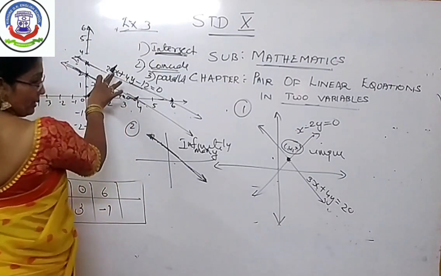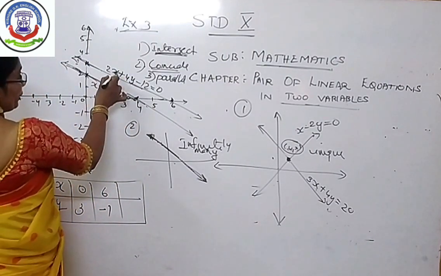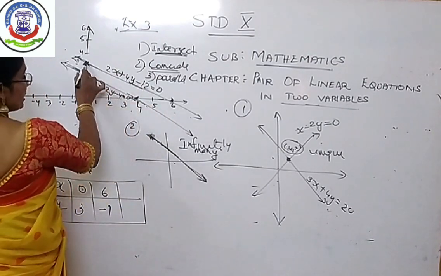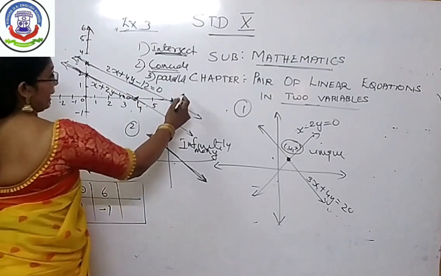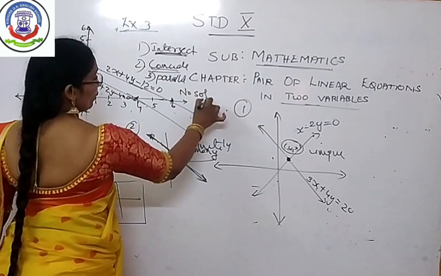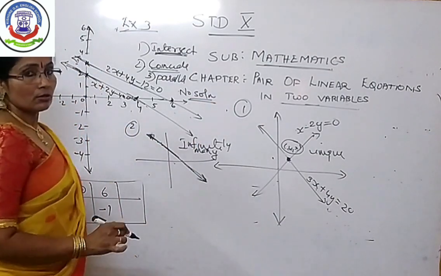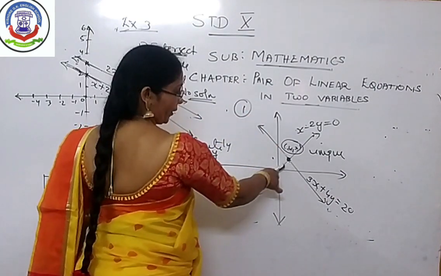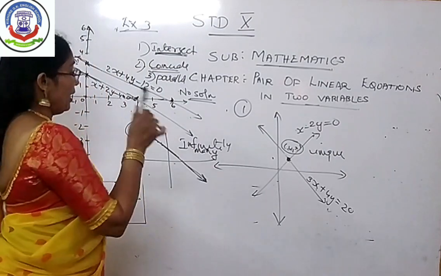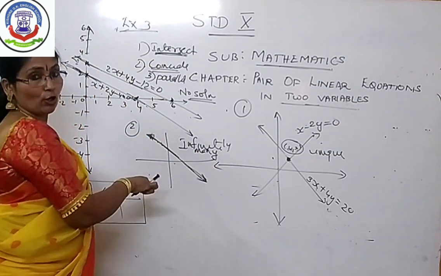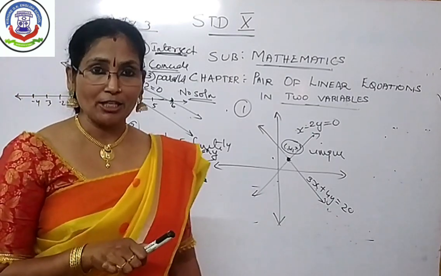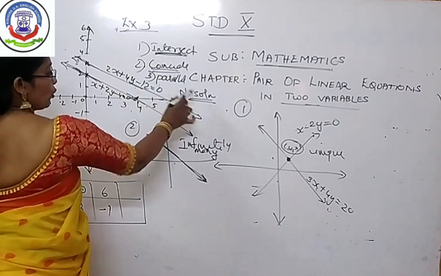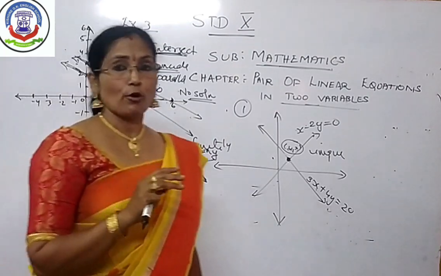And for the third one, its representation is already there on the board. You can see that they both are going parallel. When the lines are parallel, there is no intersection at all. In this case, what will you say? No solution. Getting clear, children? If the lines intersect at a single point, you get a unique solution. If the lines coincide, one over the other, you get infinitely many solutions. And if they are parallel, they have no solution. 3 cases are possible for a pair of linear equations.